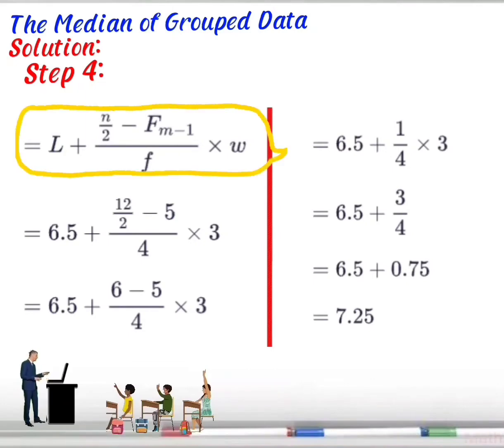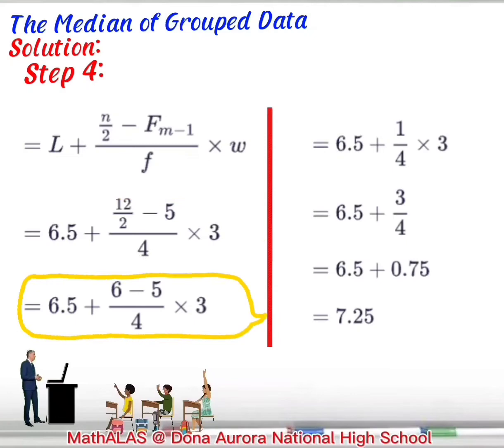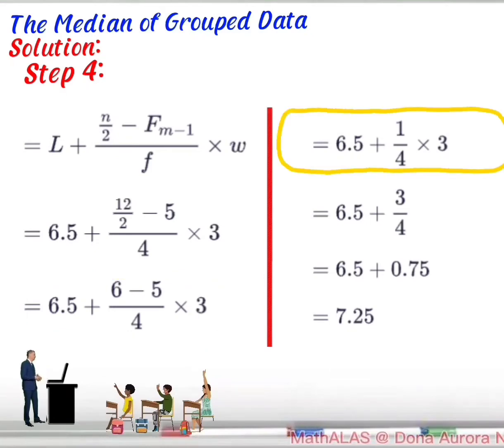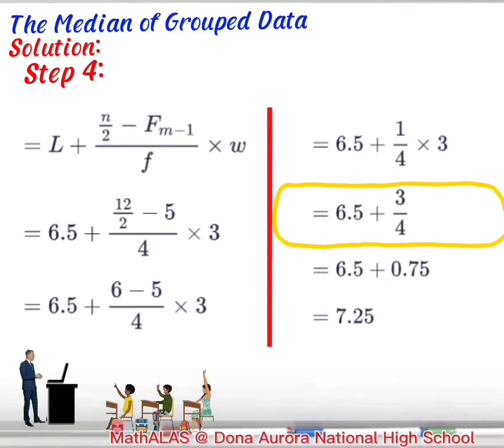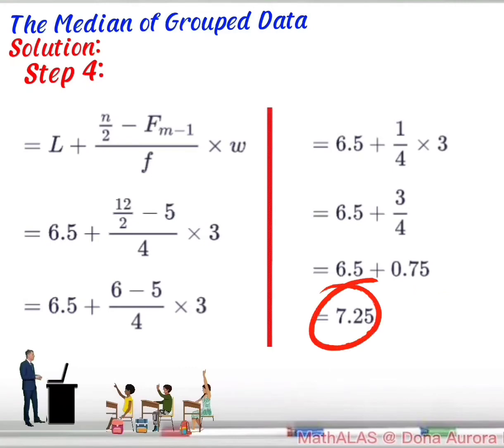L plus n over 2 minus F sub m minus 1 all over 2 times W equals 6.5 plus 12 over 2 minus 5 all over 4 times the result by 3 equals 6.5 plus 6 minus 5 all over 4 times 3 equals 6.5 plus 1/4 times 3 equals 6.5 plus 3 over 4 equals 6.5 plus 0.75. Finally, it is equal to 7.25. And that is our median.